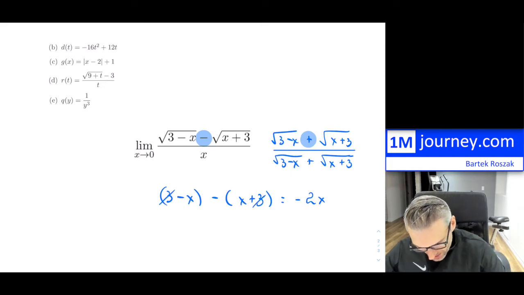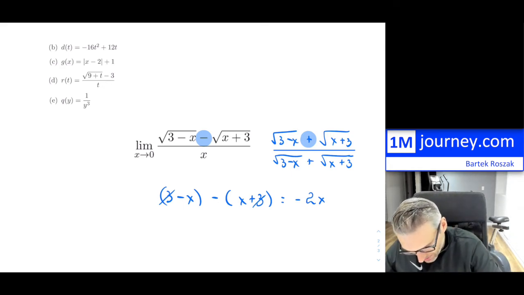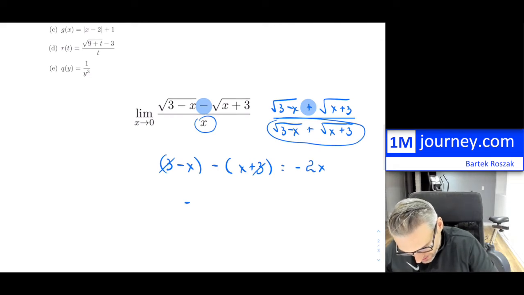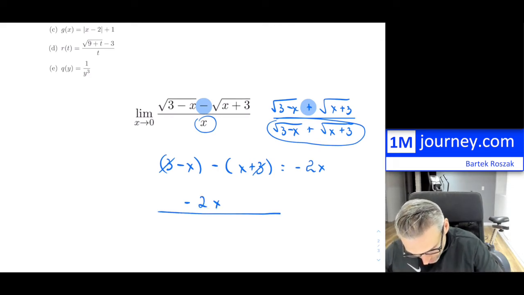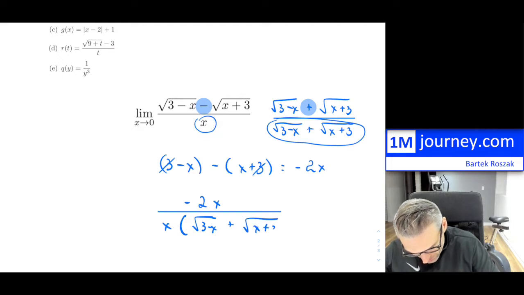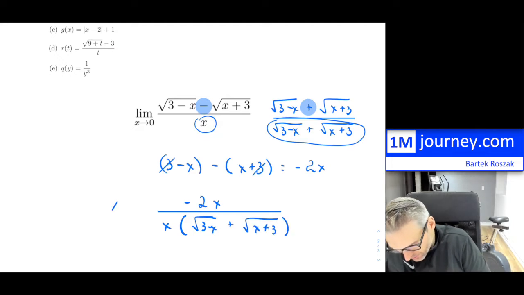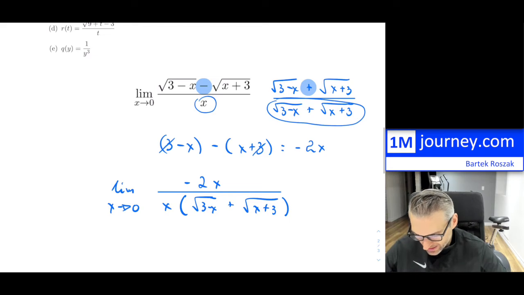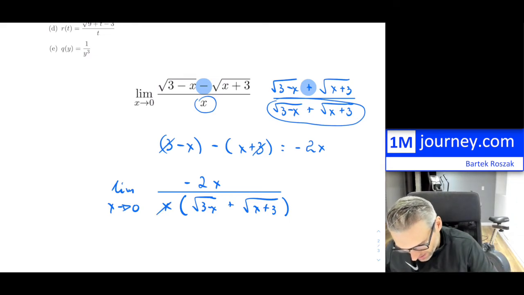Now the denominator is going to be comprised of that x, and then this entire expression right here. So really what we have is negative 2x all over x, times the root of 3 minus x plus the root of x plus 3. And now as we take the limit as x is approaching 0, because we are approaching 0, we're never really at 0, so that means we can do our cancellations.